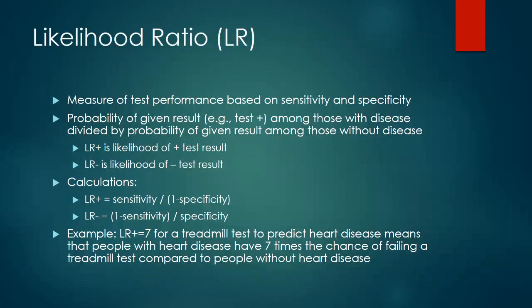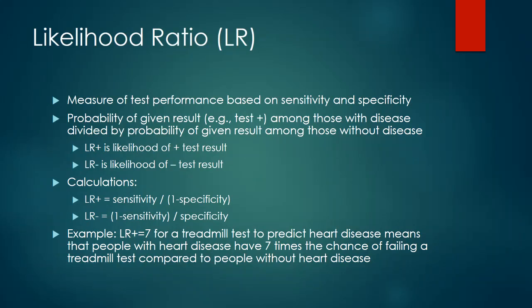Some additional measures that we can calculate using information from tests are the likelihood ratios. We have not talked about this before. This is a measure of test performance that again is based on sensitivity and specificity, but it tells us the probability of a given result, such as a positive test, among those with disease divided by the probability of a given test result among those without disease. So we calculate the positive likelihood ratio as the sensitivity divided by 1 minus the specificity.